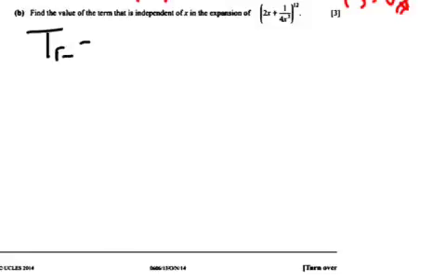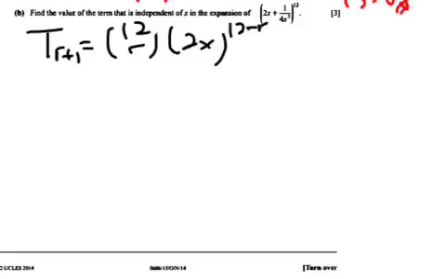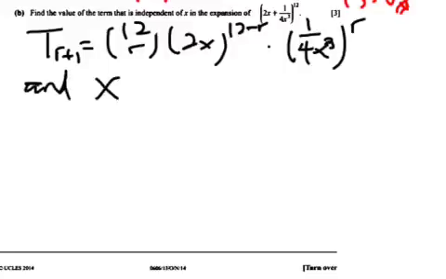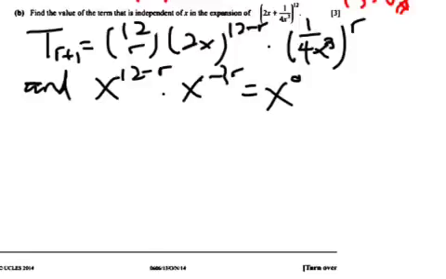T r plus 1 equals n choose r, and in this case n is 12. This is not n anymore because they already have the number. It's 12, sorry, 12 choose r, (2x) to the 12 minus r power, and then (1 over 4x cubed) to the r power. In order to get this, you need to know that x to the 12 minus r power times x to the negative 3 to the r power must be equal to x to the 0 power.